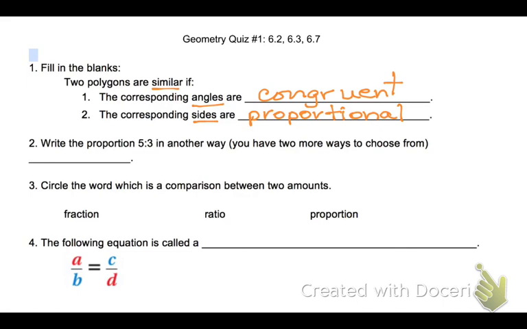Number 2, write the proportion 5:3 in another way. You can either write it 5/3 like a fraction, or you can write it 5 to 3.